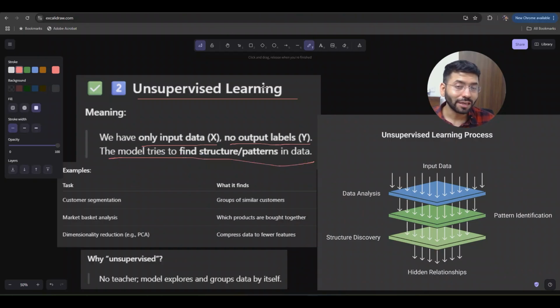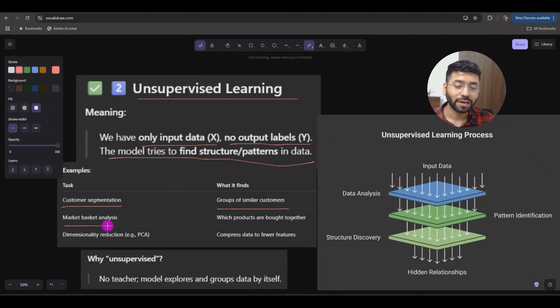So in the supervised learning, we had labeled data. That is, the input X was known and the output Y was also known. But in this case, for the input, we are not sure about the output labels. So an example of unsupervised learning can be customer segmentation. That is, you are given the data and you need to identify the group of similar customers.